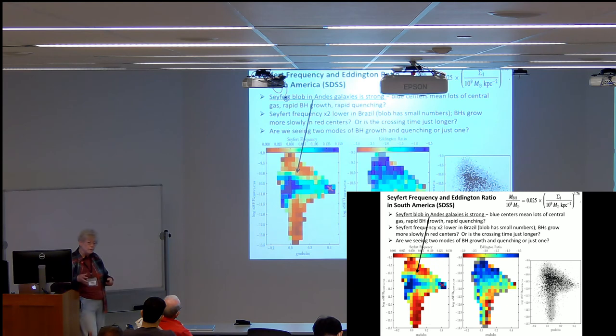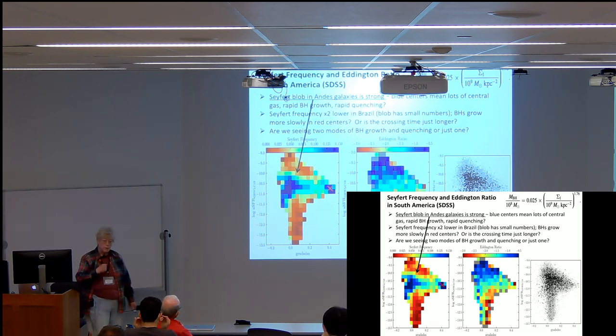Is this a real difference in quenching mode depending upon what track you're on? Or perhaps it has more to do with timescales. Perhaps the evolutionary rate through here is very slow, so that the frequency looks low, but it's only because of long crossing times. So we won't know what the interpretation of this diagram is, really, until we have evolutionary tracks that give us different directions through the diagram.